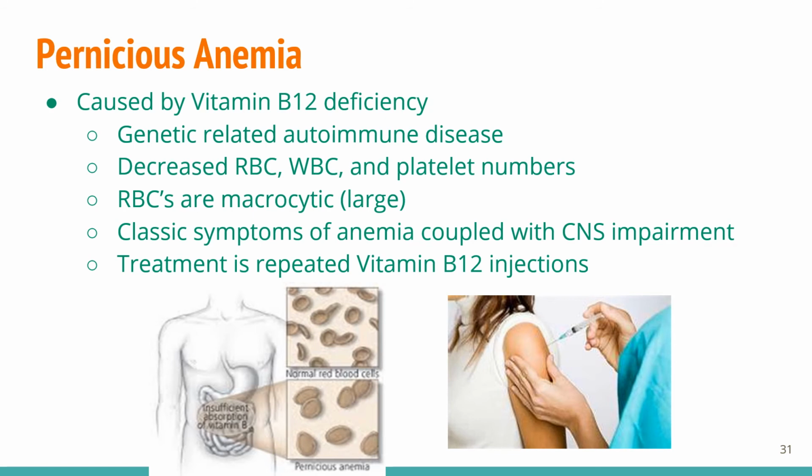So this is generally genetic related. It's an autoimmune disease. Besides red blood cells, you might have a decrease in white blood cells and platelet count. The red blood cells are generally fairly large, so they're macrocytic. The classic symptoms of anemia are coupled with a CNS impairment, so maybe they have some confusion going on. Treatment is repeated vitamin B12 injections.